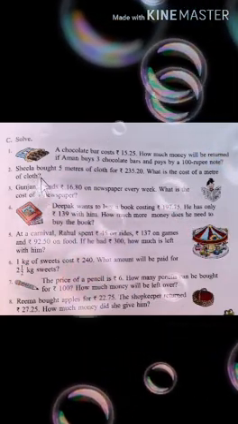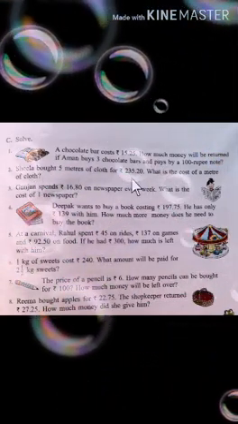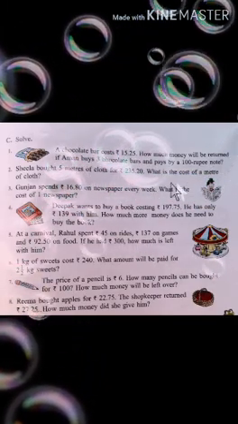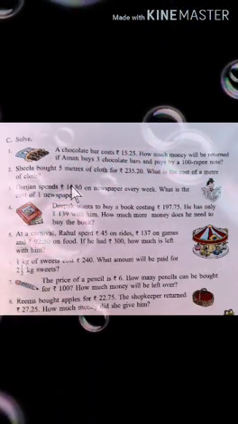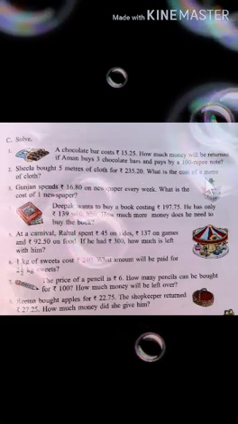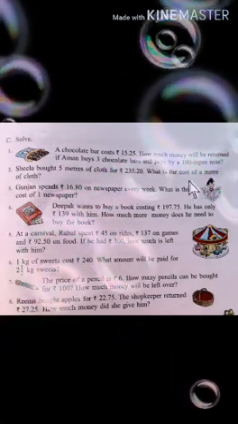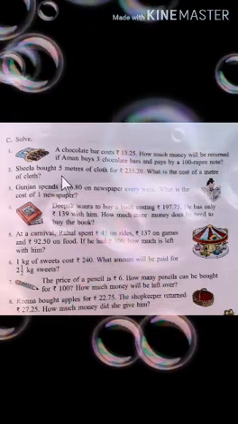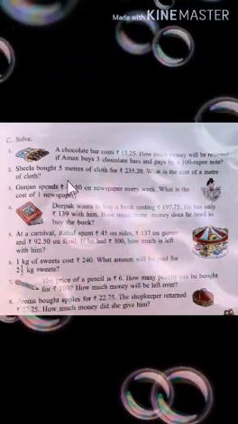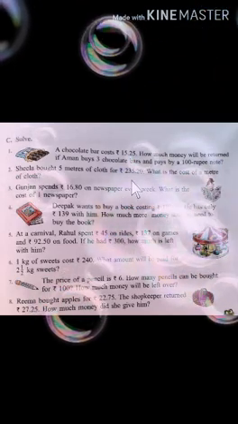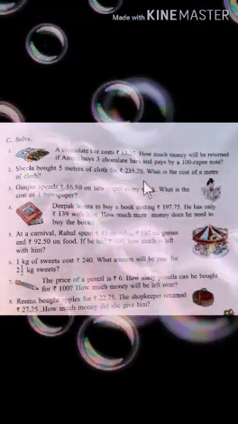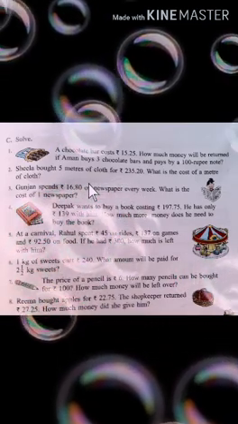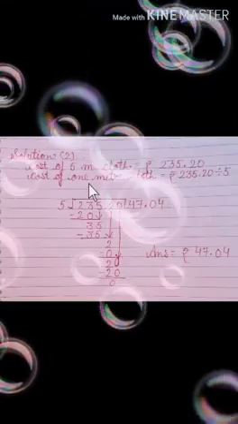Sheila bought 5 meters of cloth for rupees 235 and 20 paise. What is the cost of a meter of cloth? Students, when we find out the cost of one thing, the value of 1, then we always find it by dividing, because here the cost of 5 meters of cloth is given as rupees 235 and 20 paise. You have to find out the cost of 1 meter. So divide and get the answer. So students, check this solution.